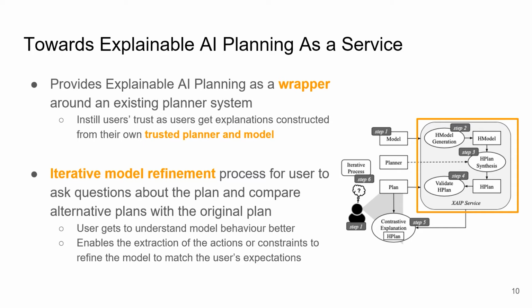As the alternative plan is generated by the user's own trusted planner and model, this approach is expected to instill users' trust in the explanations provided. This can be an effective way of providing explanations and particularly important in safety-critical domains in which the user would not accept an explanation that is generated by a planner or model different from the ones they already use and whose performance they trust. The XAIP service is novel as a human-in-the-loop model refinement process.